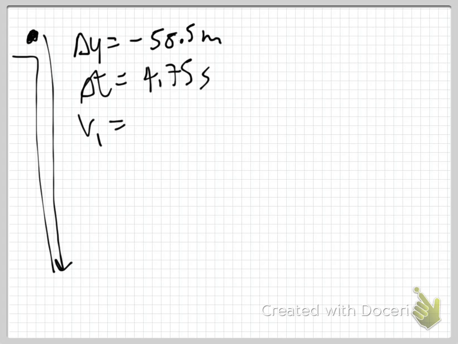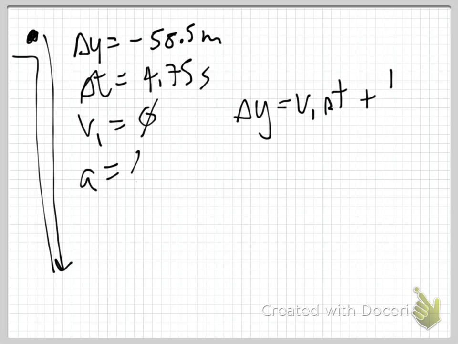We have a vi of 0, because in this case, it was still. It doesn't say you threw it. It doesn't say you tossed it up. What we want to know is what is acceleration on this planet. So we can use what is honestly, and I don't know why, a kinematics equation that just makes me happy: delta y equals vi delta t plus 1/2 a delta t squared. We are, of course, solving for acceleration.